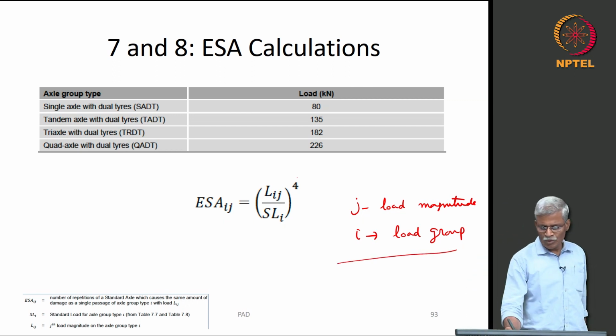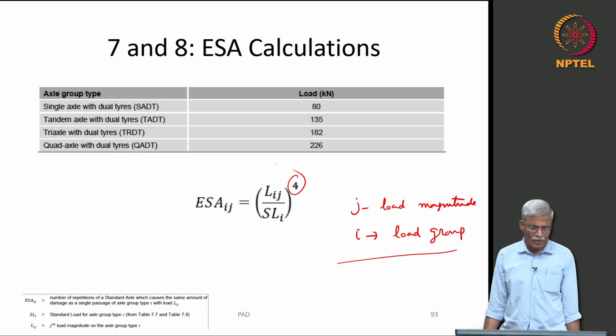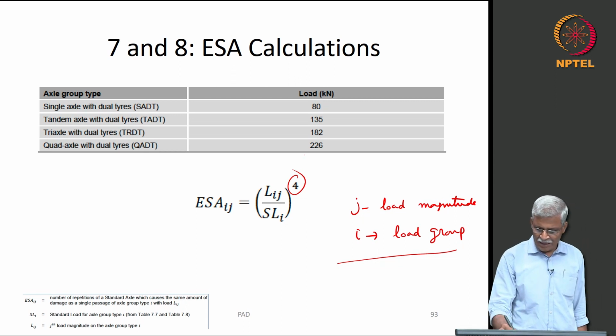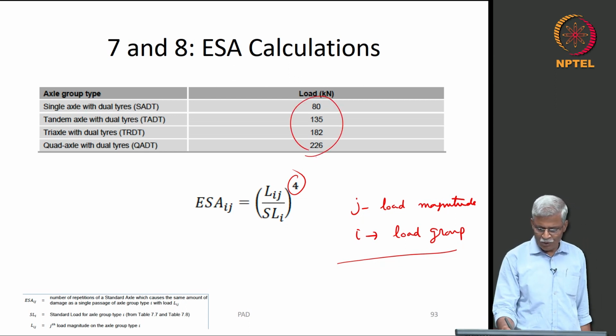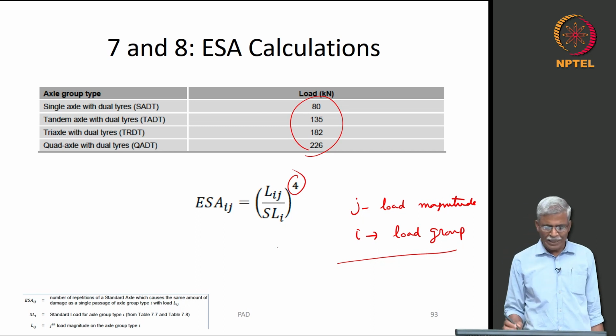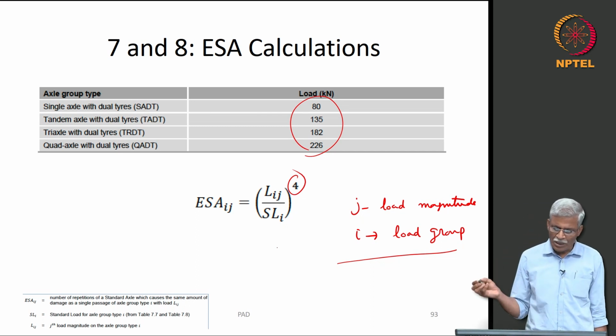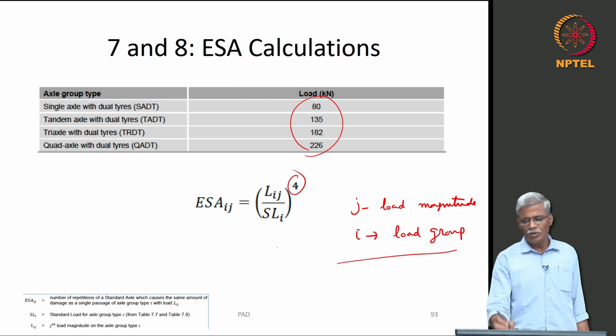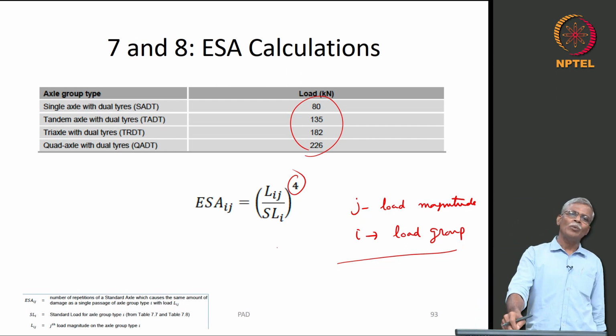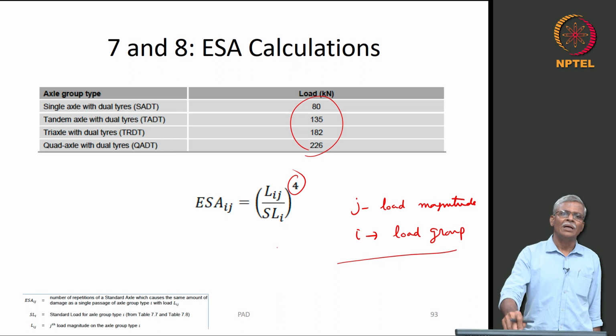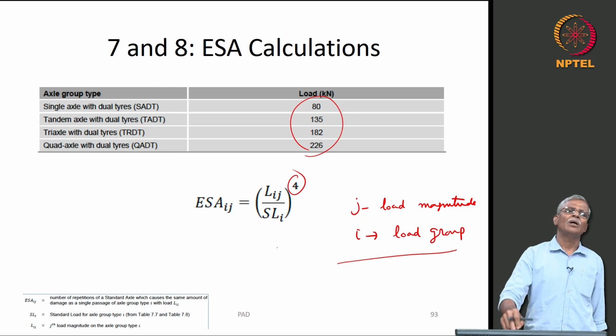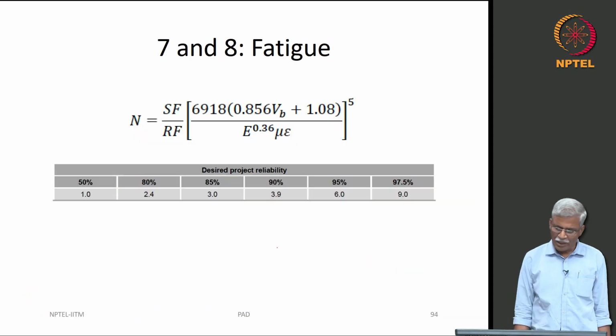So, what is that you are using? You are using your fourth power and this is the value that you are going to use here. So, whether it is going to be 80, whether it is going to be 135, 182 and 226. Now, can you go back to IRC 37 and compare the values that are shown there with the values that are seen here, okay, right.